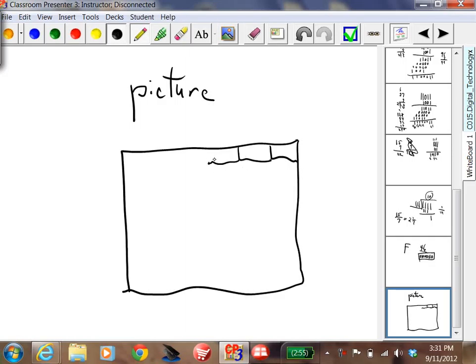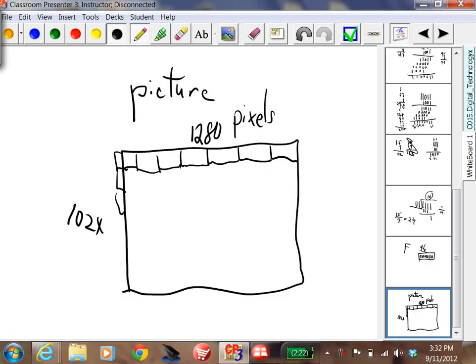A whole bunch of pixels. It depends on the quality of your camera. This might be 1280 pixels, maybe 1024. That's a bunch. That's over a million pixels.